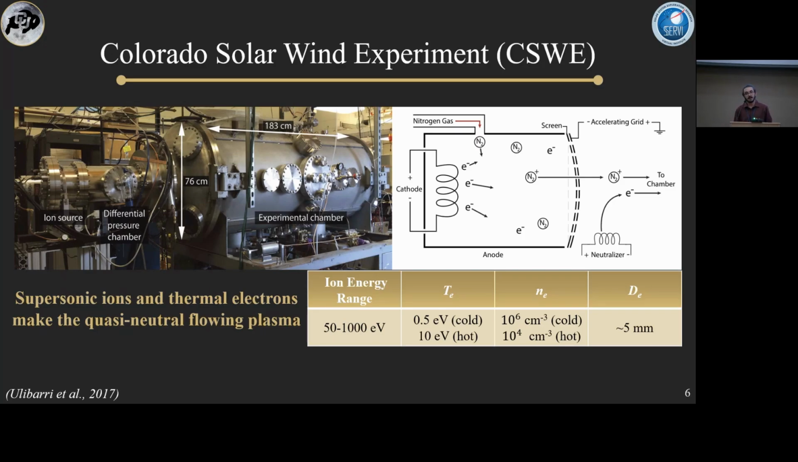An anode and ion optics form the ion beam, and a neutralizer on the outside releases 1 electron per ion it measures, keeping the plasma quasi-neutral. So this results in supersonic ions and thermal electrons, which mimics the solar wind. Next.